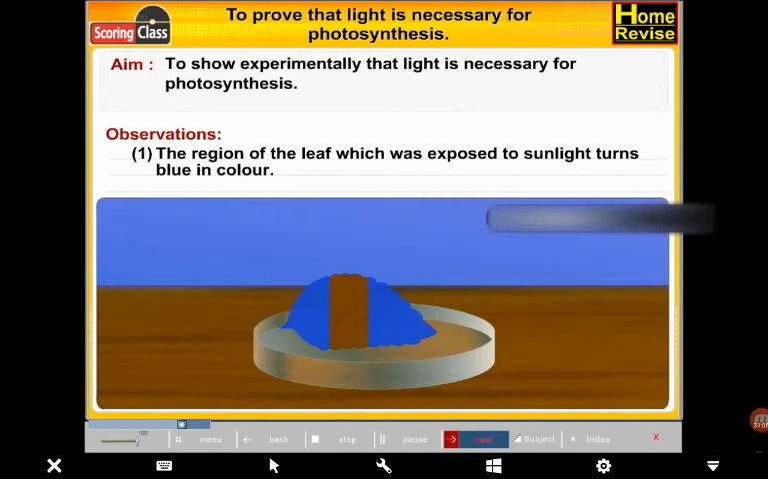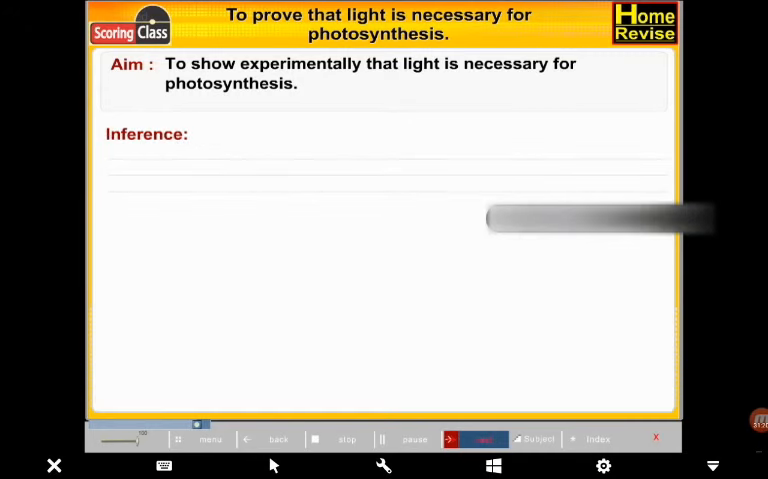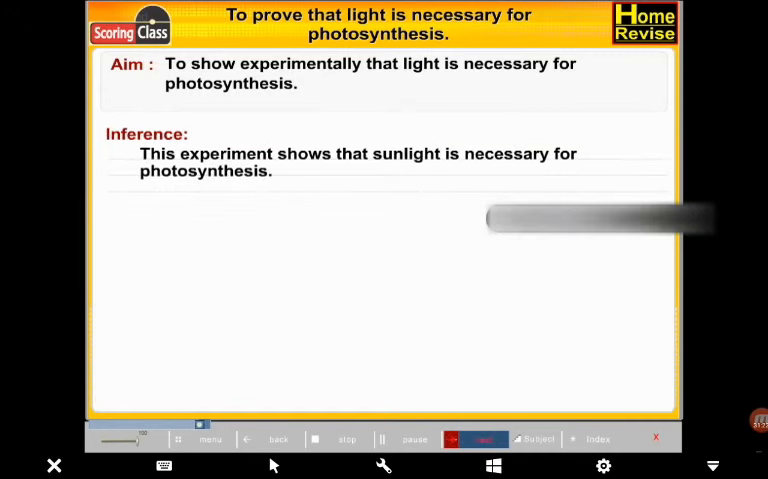Observations. The region of the leaf which was exposed to sunlight turns blue in color. The region of the leaf covered with black strip turns brownish in color. Inference. This experiment shows that sunlight is necessary for photosynthesis.